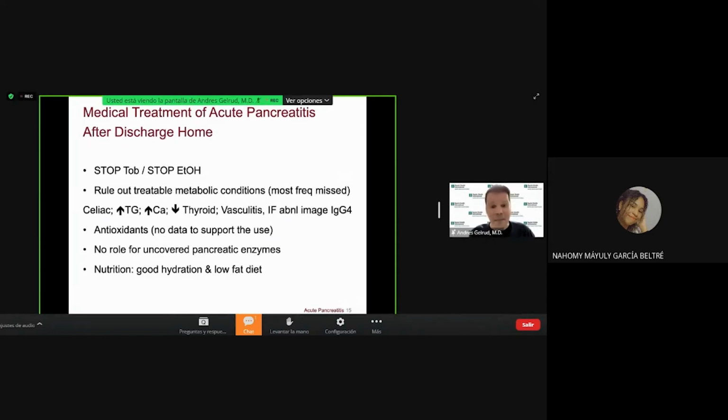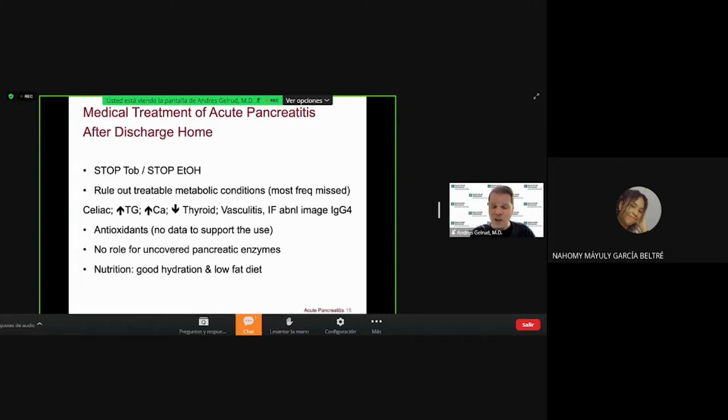Also, if you are not the treating physician, when you see them in the hospital, make sure that celiac was ruled out, triglycerides were ruled out, hypercalcemia, hypothyroidism. Sometimes patients with lupus, 5-7% of them, may come in with pancreatitis from vasculitis. Look at the images, make sure that it doesn't look like autoimmune pancreatitis. Check an IgG4. These are conditions that are relatively easy to diagnose and easier to treat. On occasion the diagnosis can be very tricky, but they're easy to treat when you make the diagnosis.